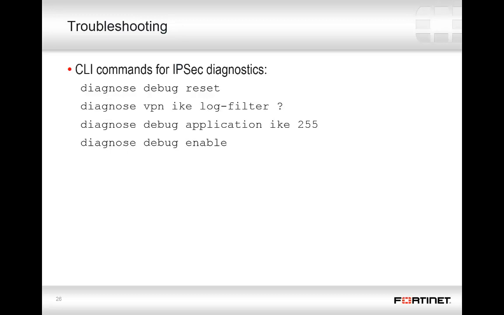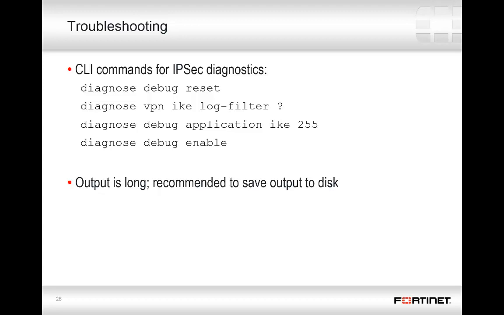The filter command restricts debug logging to IPSec traffic from a specific remote peer. There are many different filter options. If the problem is a tunnel that is not coming up, you should filter based on the initiator's IP address. After the filter is set up, you enable the IKE application debug with the value 255 to see all output.